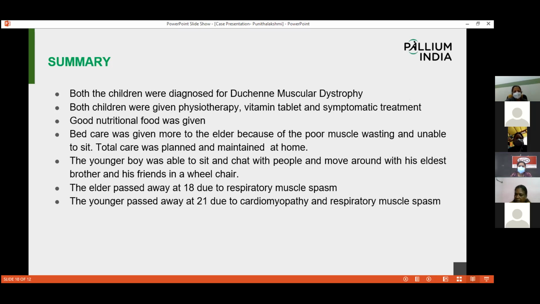Total care was planned and maintained at home only. The younger was able to sit, chat with people, and move around with others in a wheelchair with the help of his brothers and friends. The elder passed away at 18 due to respiratory muscle spasm, and the younger passed away at 21 due to cardiomyopathy and respiratory muscle spasm.